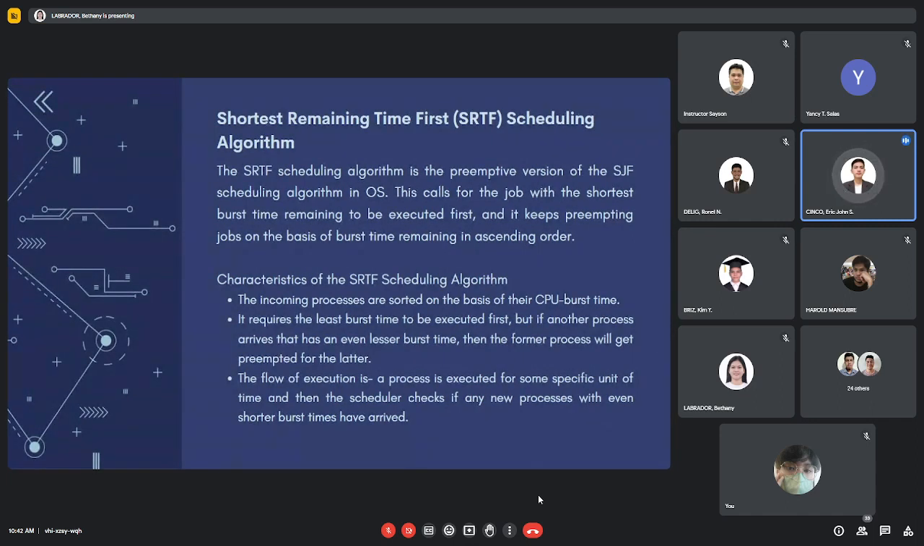Then next is the flow of execution: a process is executed for some specific unit of time, and then the scheduler checks if any new processes with an even shorter burst time have arrived. So the SRTF schedules the processes based on their burst time, where the process with the shortest remaining burst time is selected next. If a new process arrives with a lesser remaining burst time, it becomes the currently executing process. Burst time is the amount of time that a process requires to complete its execution on the CPU.